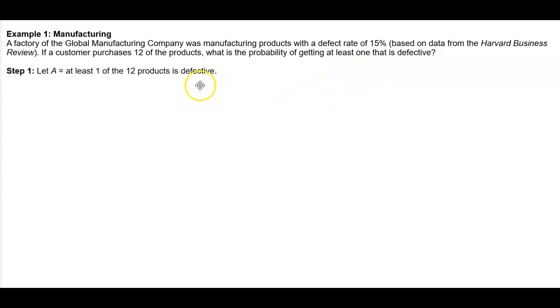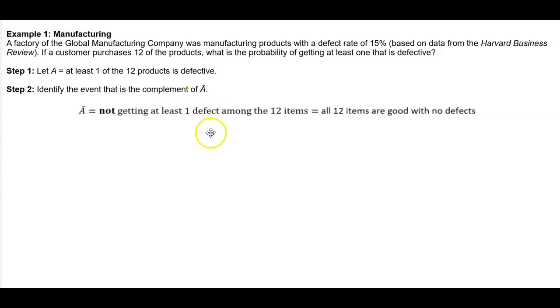Now, step 1, we're going to let A represent at least one of the 12 products that's defective. In step 2, we want to identify the event that is the complement of A. The complement of A is equal to not getting at least one defective among the 12 items, which means that all 12 items are good with no defects. Then step 3, we're going to let A equal at least one of the 12 products that is defective.